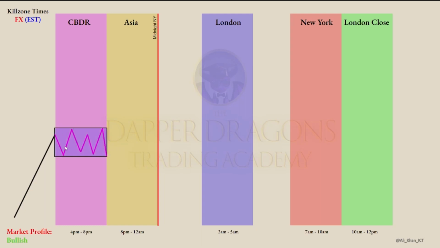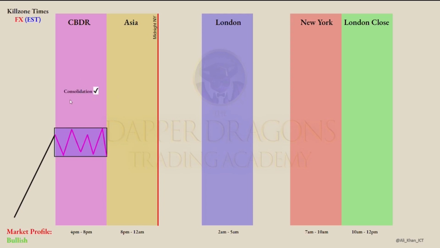Now, what ICT teaches us is to use the bodies and the wicks to calibrate the central bank dealers range. So first I take wick to wick, and then how I calibrate the central bank dealers range is I look at the previous day's swing points. If they're in close proximity to the standard deviations of the central bank dealers range, which I will explain in a minute, then this is a good way to calibrate whether we're going to be using the bodies or the wicks of the central bank dealers range.